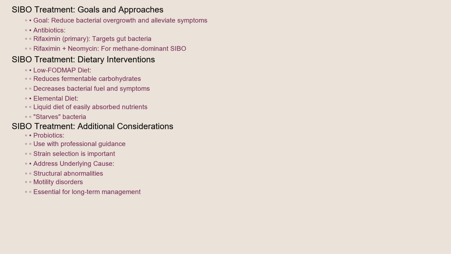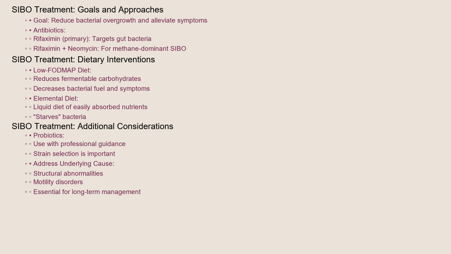Dietary changes are also crucial in managing SIBO. A low-FODMAP diet, which limits fermentable carbohydrates, can help reduce the fuel available for bacteria to ferment, thereby reducing symptoms. Some healthcare providers may also recommend elemental diets, which are liquid diets composed of easily absorbed nutrients, essentially starving the bacteria. Probiotics may be used in some cases, but the type and strain should be carefully selected under the guidance of a healthcare professional. Addressing the underlying cause of SIBO, such as structural abnormalities or motility disorders, is also essential for long-term management.